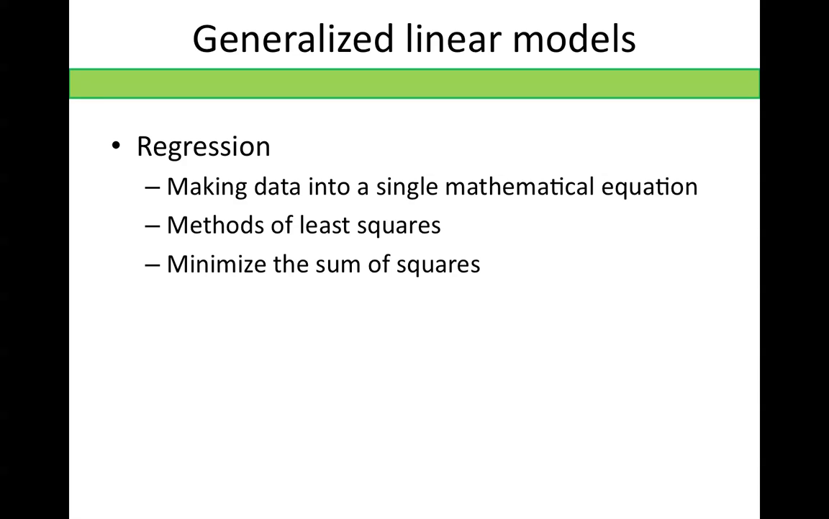Hello everyone. I just wanted to review generalized linear models and regression for Environmental Science 410 and LRES 510. So regression is a way of taking all our scattered data points and regressing them into one single mathematical equation. And we do that by minimizing the sums of squares, and the method is called the method of least squares.